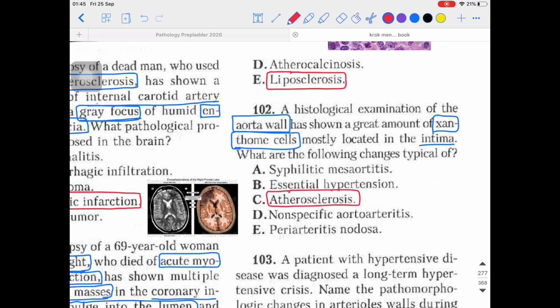Cholesterol plaque, lipid, LDL, the so-called bad cholesterol. However, nowadays we are not calling that bad cholesterol according to the latest guidelines. So in atherosclerosis, cholesterol plaque will be depositing in the blood vessel. Now xanthoma cells are cells which contain fat inside them. I can say they are kind of bad cells because they contain fat inside them. We are also calling them foam cells.